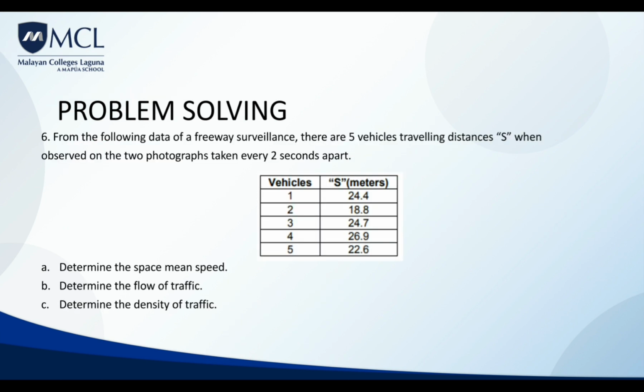Next problem. So this is the last problem, and this is a situational problem. So we are given the data. It is a freeway surveillance. There are 5 vehicles traveling distances S when observed on 2 photographs taken every 2 seconds apart. So the time elapsed is 2 seconds per each vehicle. So determine the space mean speed, determine the flow of traffic, then determine the density of traffic.